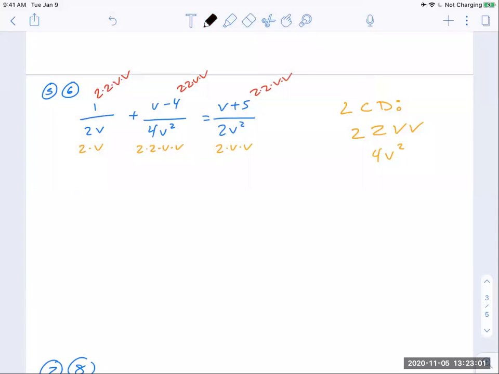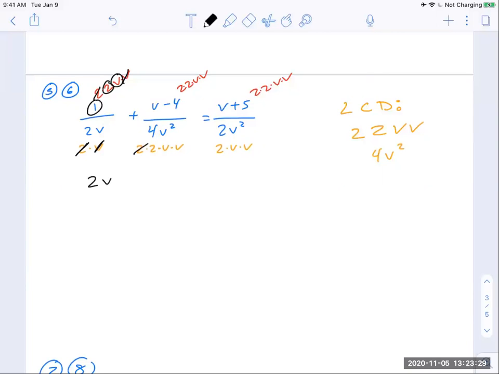All right, in my first one, I have a 2 and a V that will cancel. I'm left with 1, 2, and V. What does that give me? 2V. 2V.